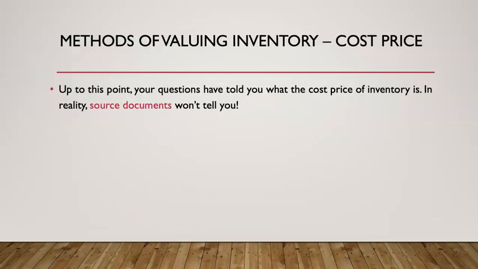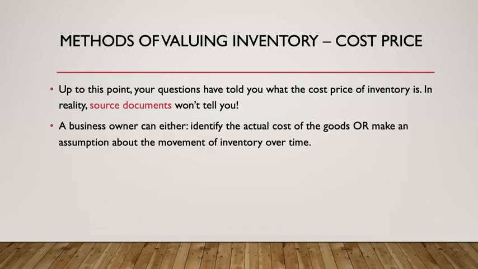How do we work out cost price? This is important for inventory, and it's really important for working out inventory coming in and out of our business. We need to record when the inventory comes in, the cost price of what it was, and when it left, what the cost price was. This is the real focus of the perpetual inventory system. And up until this point, questions just told you the cost price is this. And in reality, that isn't necessarily what happens, and source documents also won't tell you.